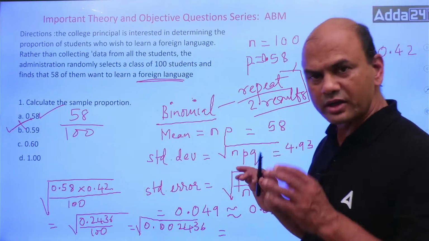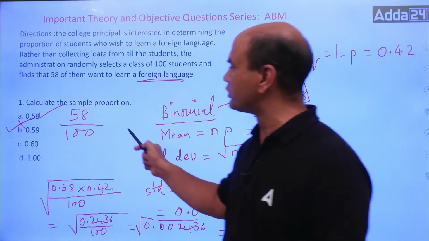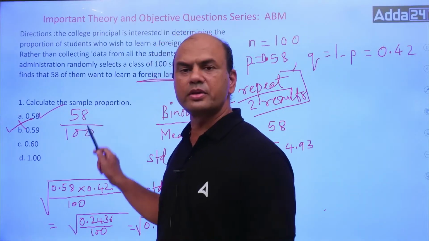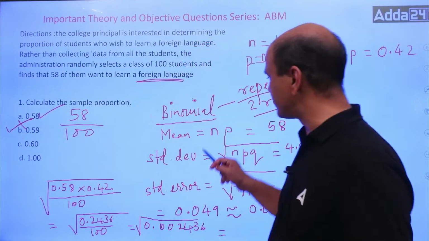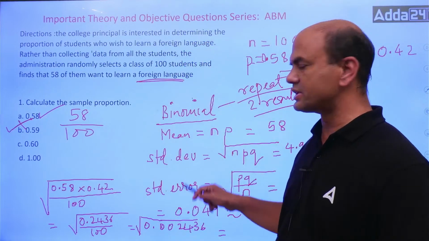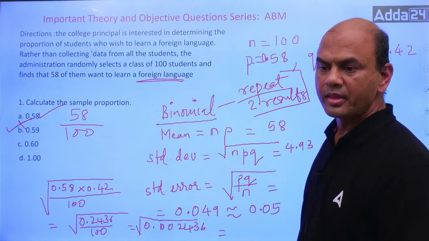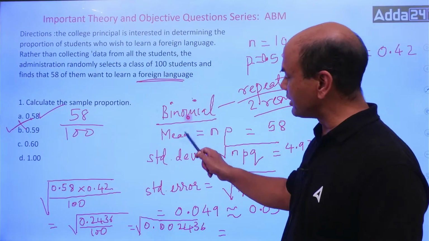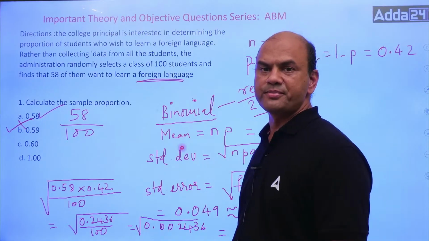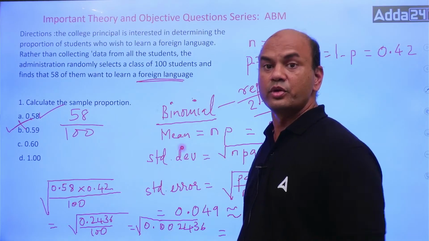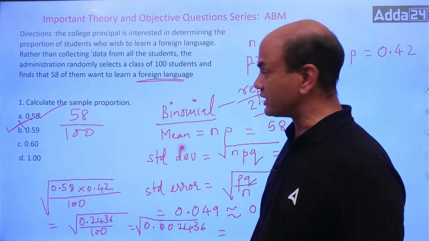See, it is not asked in this problem. In this problem, it's only simple 58 upon 100. Your problem is over. But in exam, they might ask you all these difficult questions: mean, standard deviation, standard error. These can be for 1 mark, 1 mark, 1 mark. 3 marks over here only. So you don't know what is going to be asked. So that is question number 1.